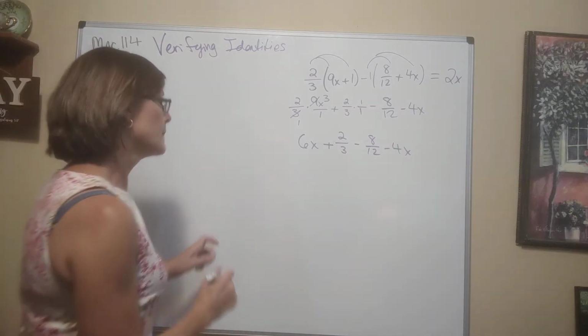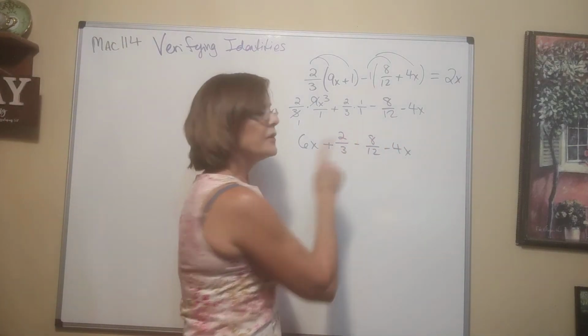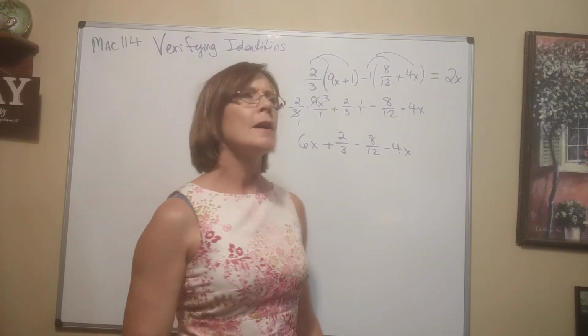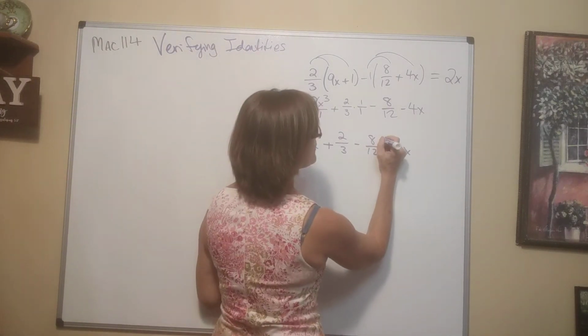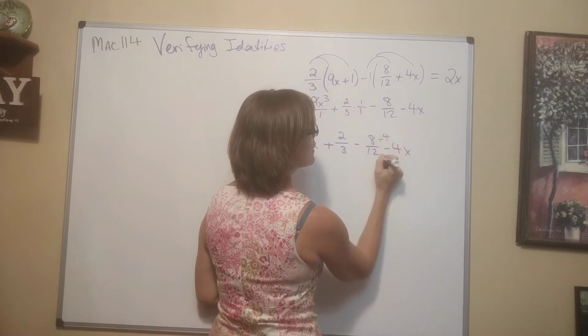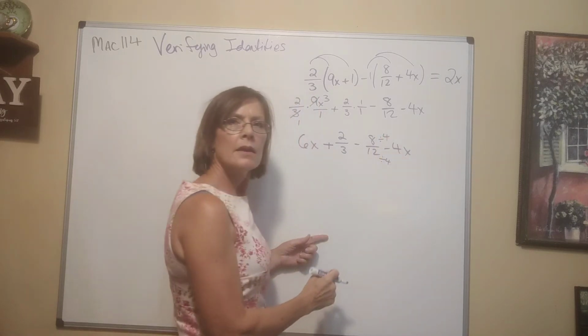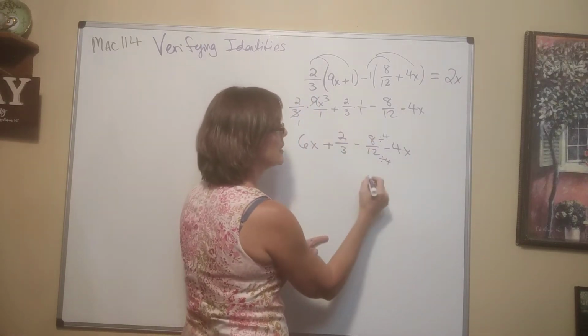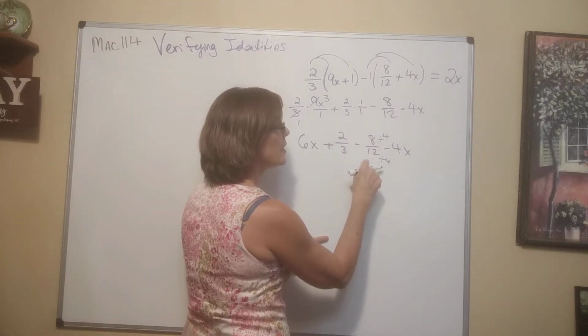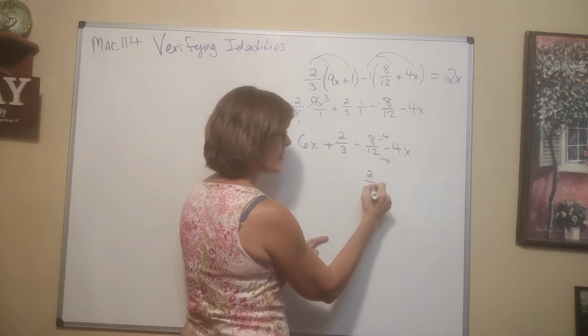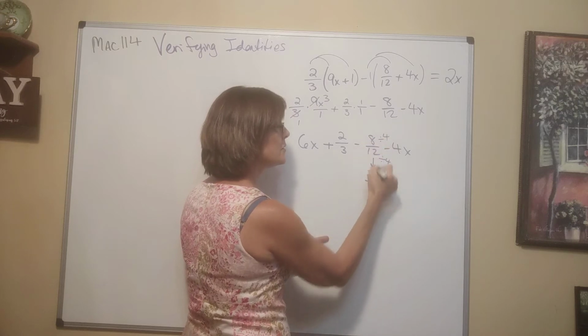Okay, let's see here. Look at this 8 over 12. Is it possible to simplify that? These have a common factor of 4. I'm going to divide 8 by 4, and that gives me a 2. And 12 divided by 4 gives me a 3. So really 8 over 12 is 2/3.